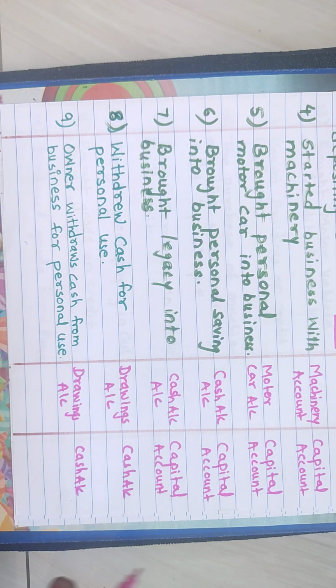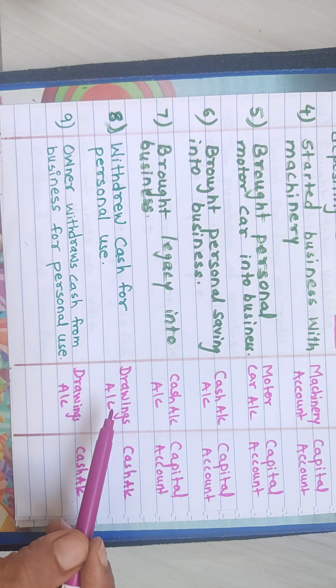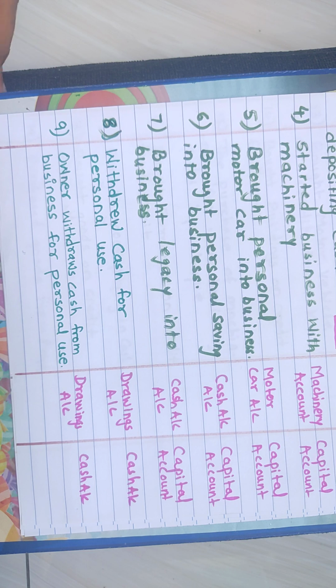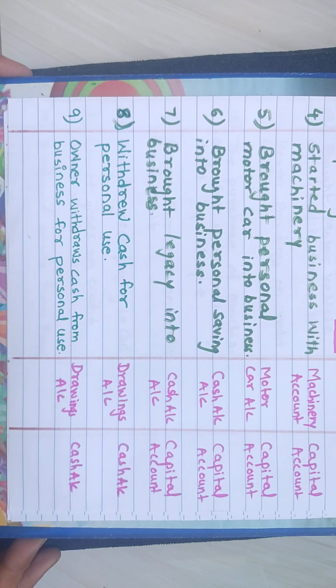See, when owner invests something, capital account is debited, and whenever he withdraws something for his personal, for his private use, drawing account will be debited. Suppose it is given like paid for life insurance premium. Then also the same entry will come. Drawings account will be debited and cash account will be credited. Okay, because life insurance premium will be for owner. So it is again for personal use.